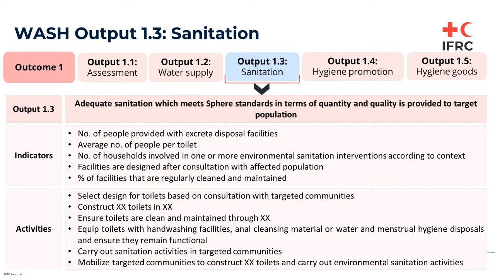By now, you should already notice that for every output, there is a list of indicators and activities to choose from. It's the same with output 1.3 here, which relates to sanitation. Similarly, choose the indicators and activities which are most appropriate to the situation.